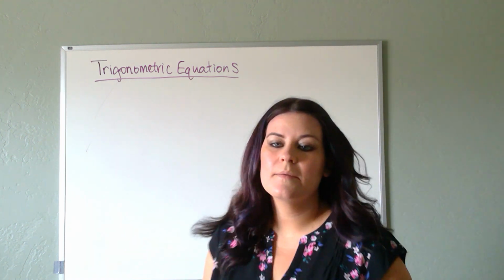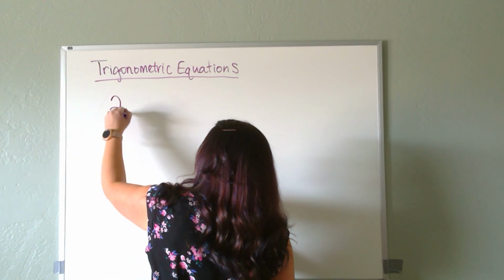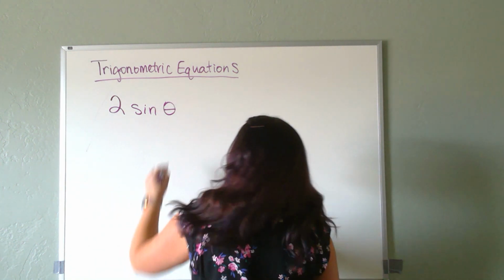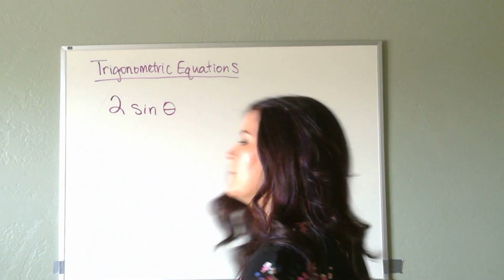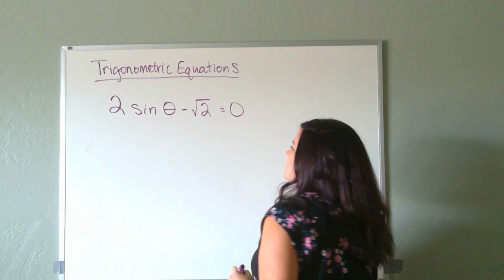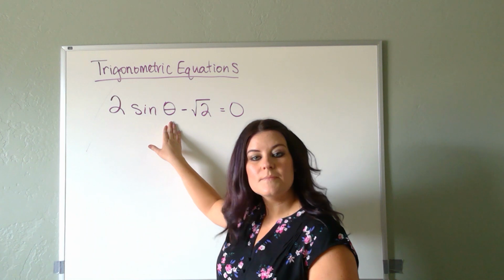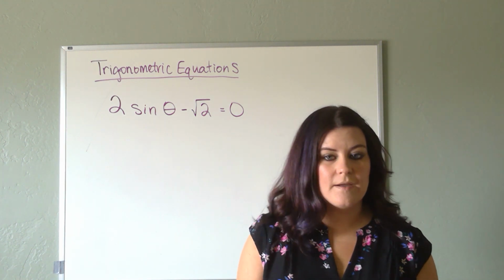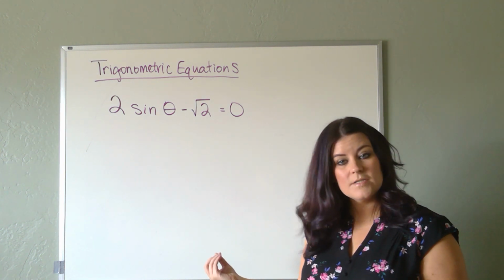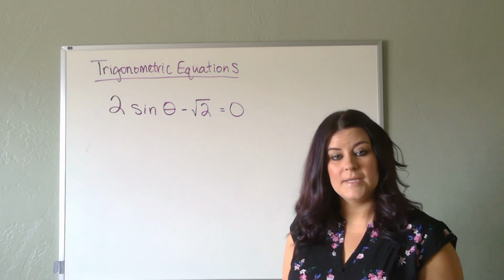Now, as we get started, I'm going to start with a pretty easy example. So if I have 2 sine theta minus the square root of 2 equals 0, this is my equation. Notice theta is my unknown, and I'm actually going to solve for theta. Now, I can't do it yet, but if I isolate the sine function in this case, then I can solve for theta, and I'll show you how to do that once we get there.